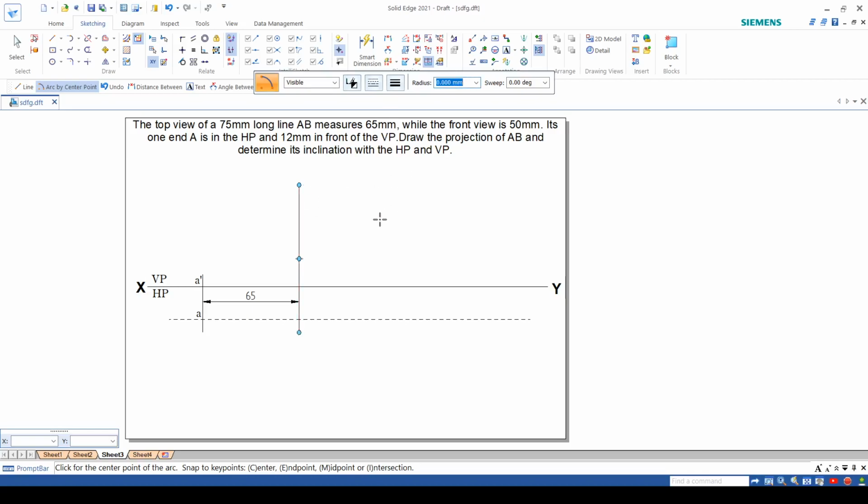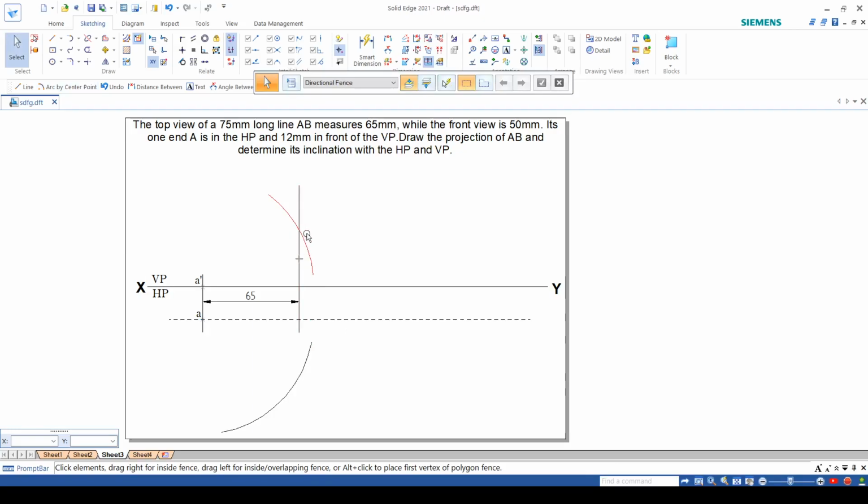Now the radius is 75. On this side also, and on this side also I would just draw one, 75. Now just see, we have got an intersection point of two lines.